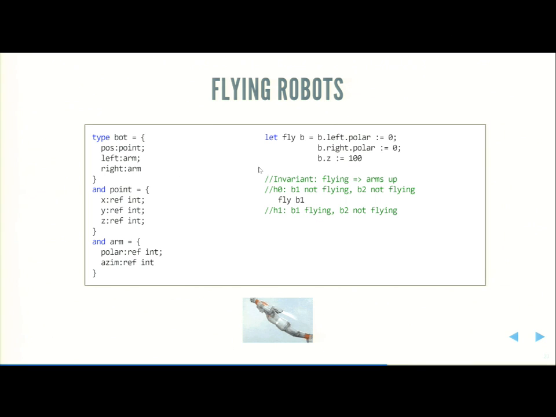The thing I'm going to try to prove is a very simple framing property. If I have two robots and I make one robot fly by sticking its arms up, and I have some other robot in my context that's not flying, I'd like to know that this one didn't stomp on the other one and the other one is not flying. So it's a very simple but classic kind of framing issue.